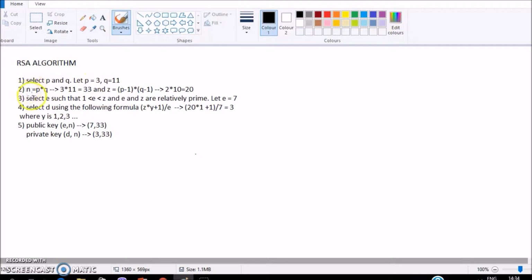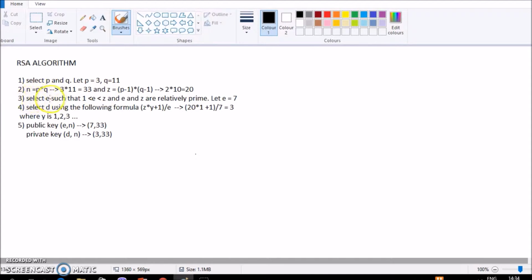Step number 2, we have to compute N. N is equal to P into Q, which is simply nothing but the value of P multiplied by the value of Q, which in our case is 3 into 11, which is equal to 33. And Z is equal to (P minus 1) into (Q minus 1). P minus 1 means 3 minus 1, which is 2. And Q minus 1 means 11 minus 1, which is 10. So 2 into 10 is equal to 20.